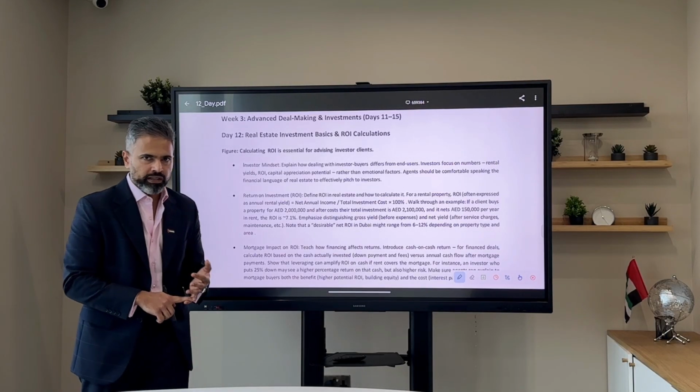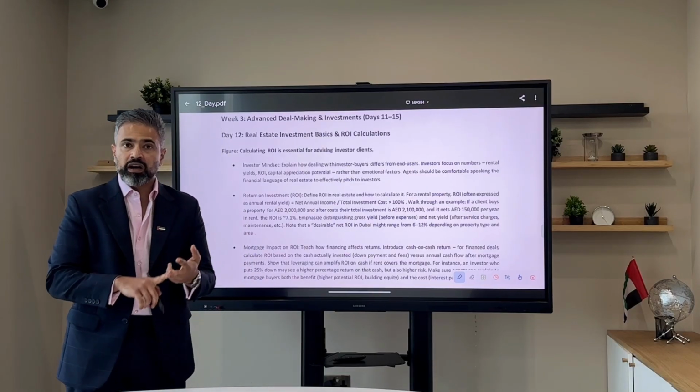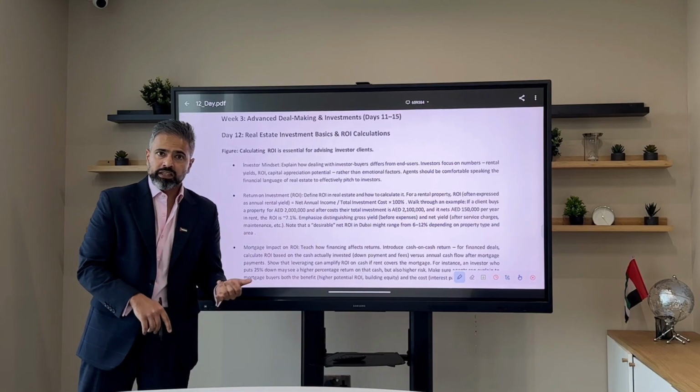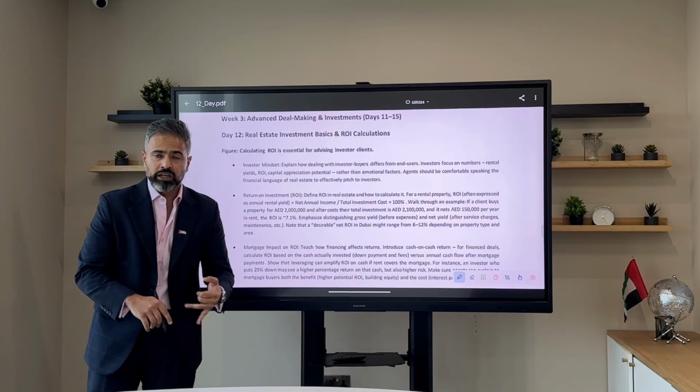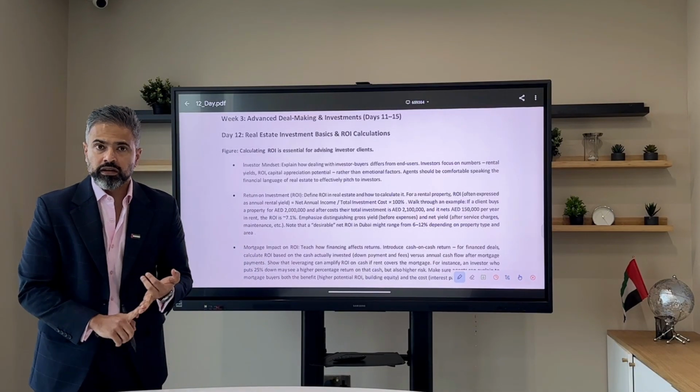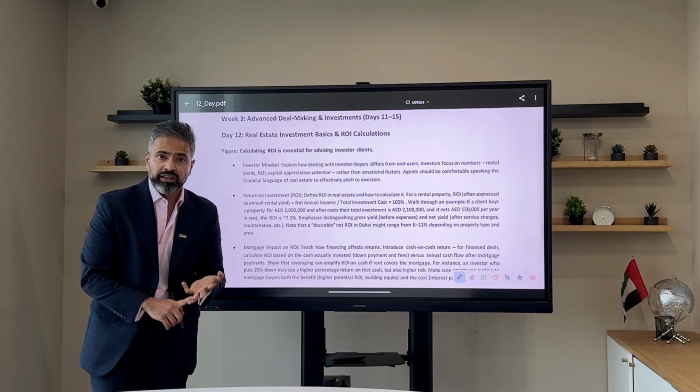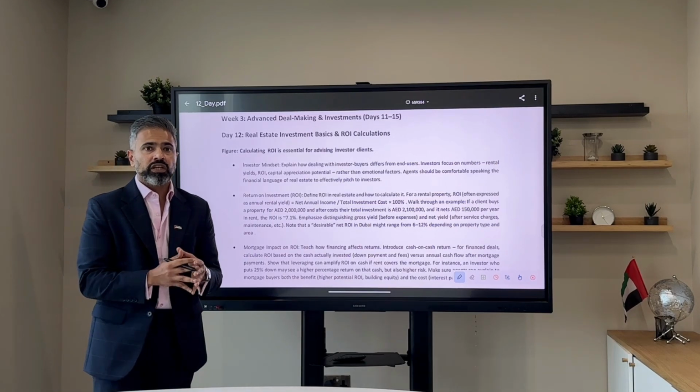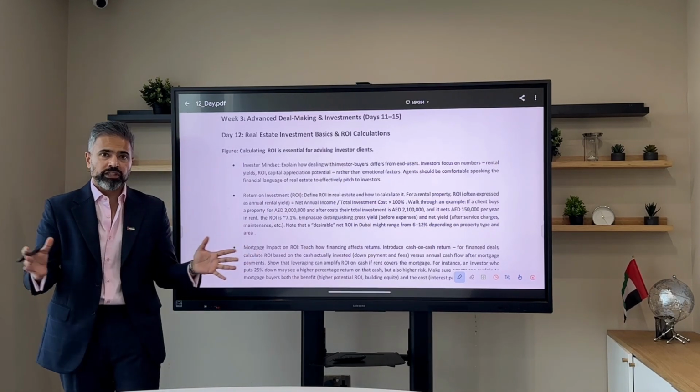Because they look at ROI, they look at capital appreciation, they look at IRR, they look at cap rates, they look at the growth perspective of that asset, they look at the return they can make based on the mortgages they're taking, what are the interest rates the banks are charging. They look at various different numbers. For them, it's a pure play.